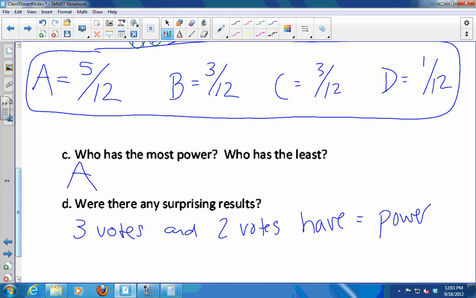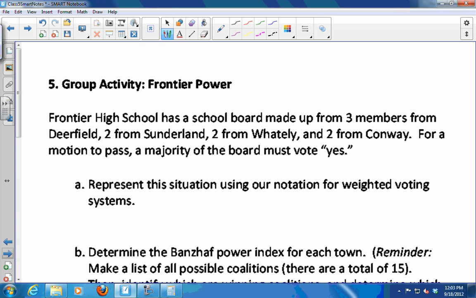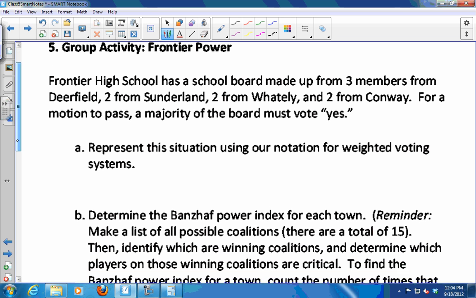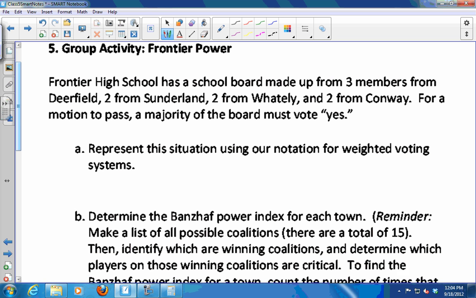Good. Okay, so for the remainder of class, I'm going to have you work on this activity about frontier power. So Frontier High School has a school board with 3 members from Deerfield, 2 from Sunderland, 2 from Whately, 2 from Conway. For a motion to pass, you need a majority of the board to vote yes. I want you to use this situation to answer the remaining questions about power in the school district.